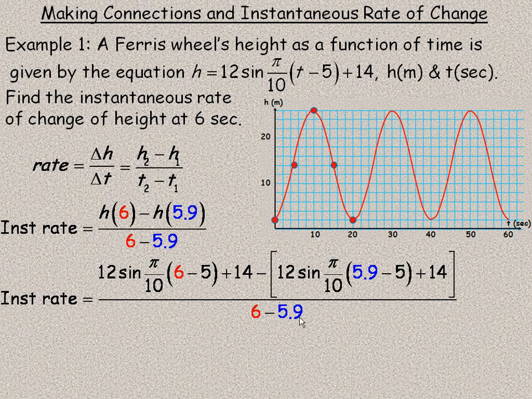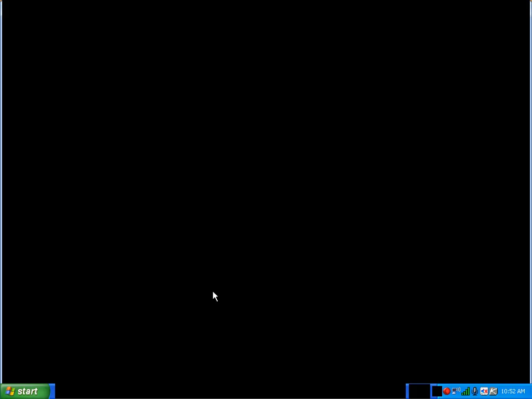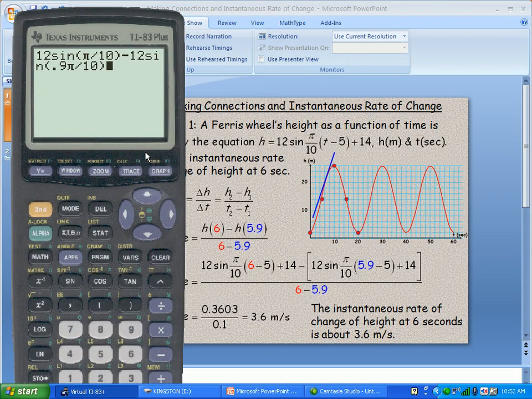Now, how do we calculate these? Well, I'm going to go to my graphing calculator here. So it's 12 sine pi over 10. There's the pi over 10. Now, 6 minus 5 is 1, so this actually just simplifies to 1 pi over 10. In the second set of brackets, 5.9 minus 5 is 0.9 seconds, so this would actually be 0.9 times pi. So there's my 0.9 pi over 10. Notice I don't have the 14s here because this plus 14, and then when you remove the square brackets here, will be minus 14. So you don't really need to write the plus 14 and then minus 14 in the end because that's going to be the same thing. So we evaluate that quantity, and we get 0.36.